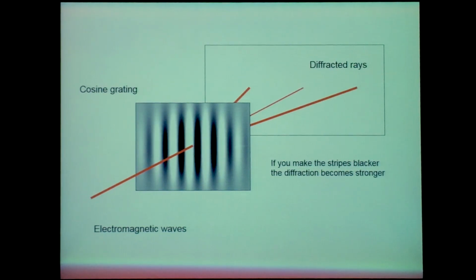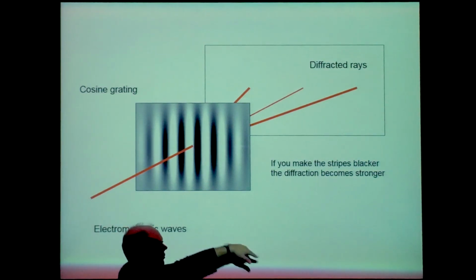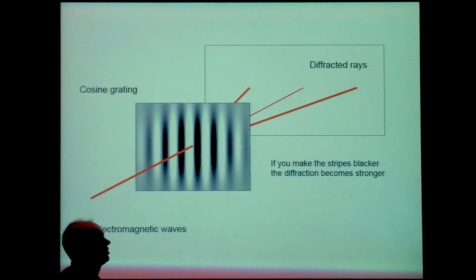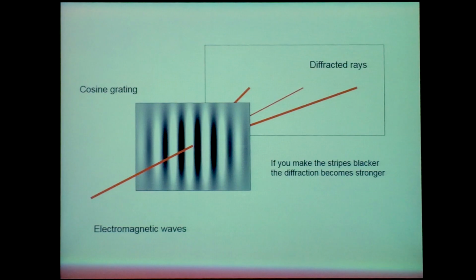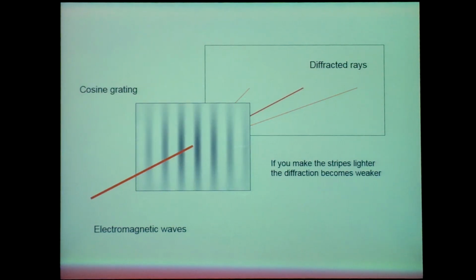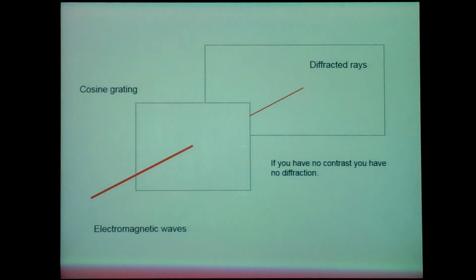Now, if you make the intensity of the grating stronger, the diffraction becomes stronger. If you think of this as an electron density function, what this means is that high molecular weight atoms have a lot of electrons, so they would make this cosine grating higher. They'll give stronger reflections. So the higher the molecular weight, the stronger the reflection you get. Conversely, if they were lower molecular weight, the diffracted waves become weaker. And if you have no contrast, you have no diffraction. You have no density contrast.